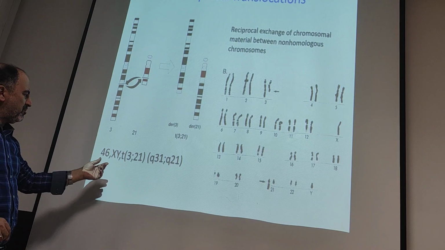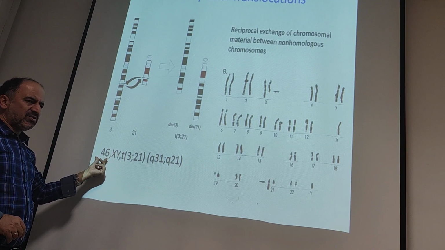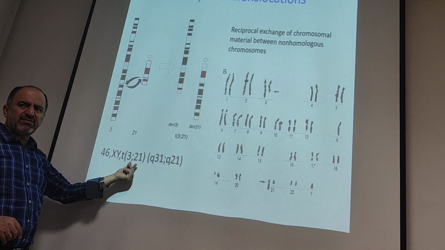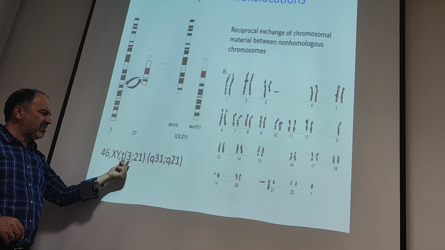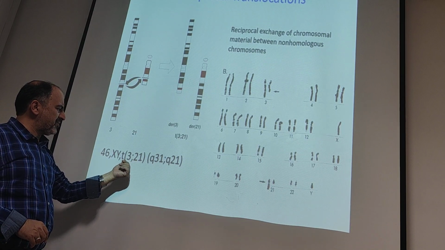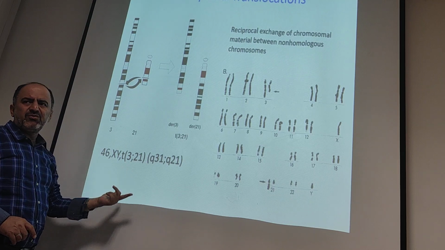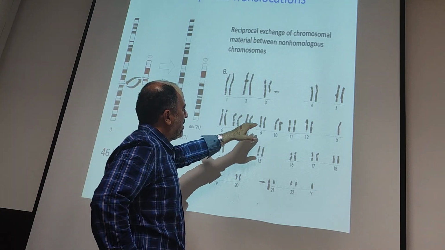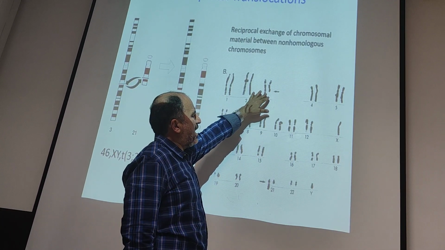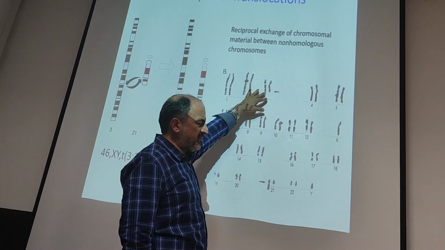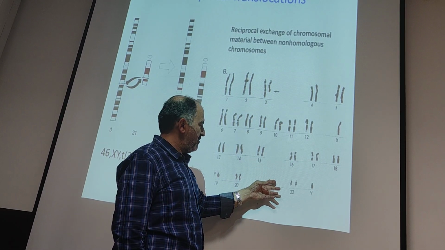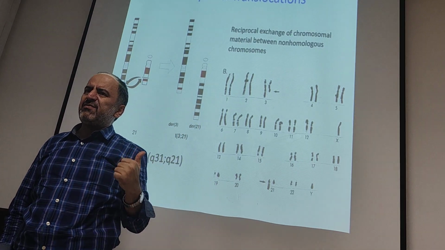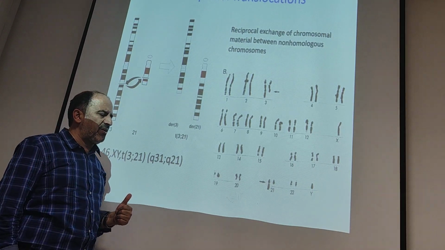So the karyotype would be 46, XY, T translocation between chromosome 3 and chromosome 21. Where is the place of the translocation? Q31 for chromosome 3, Q21 for chromosome 21. And here is the result. See here, chromosome 3, one of them is normal. Another one, there is a deletion. Where is that part? It comes to chromosome 21. One is normal, one is bigger than normal size. It is a reciprocal translocation between chromosome 3 and chromosome 21.